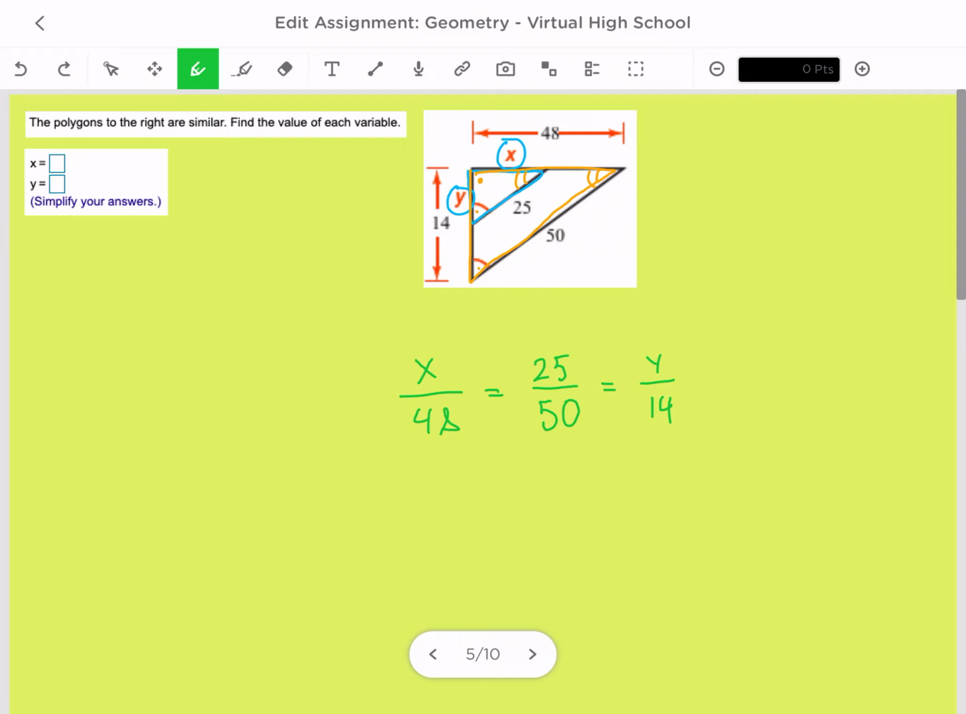So let's do this one first. So I'm going to do x over 48 is equal to 25 over 50. 25 over 50 is the same thing as 1 over 2 if I simplify it, so that's just going to make the math a little bit easier. So I just need to cross multiply. So 2x equals 48. And then I'm going to divide by 2. So x is equal to 24.